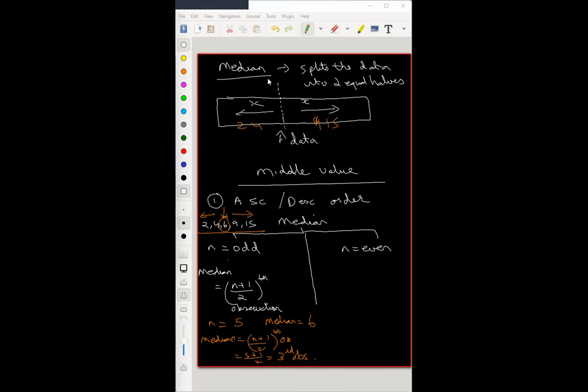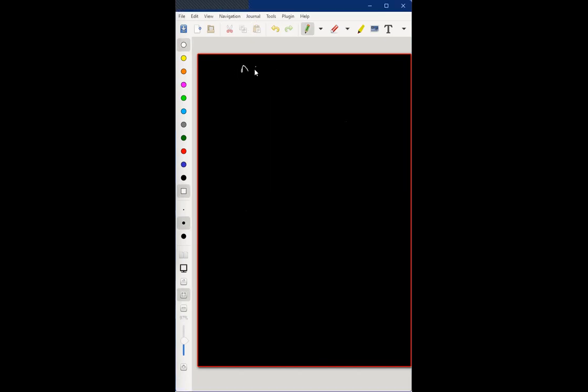Okay. Now let's take the case when n is even. For odd, it's pretty simple. Now, when it's even, we have a huge problem which comes into play. Let's understand why. Let's say the data is 1, 2, 3, 4, 5, 6. You want the middle value, which will split the data into two equal parts. So we have 3 observations here and 3 observations here. So there will be a middle value somewhere here. But is there a middle value? Which one should I take? Should I take 3 or should I take 4 or should I take something else?